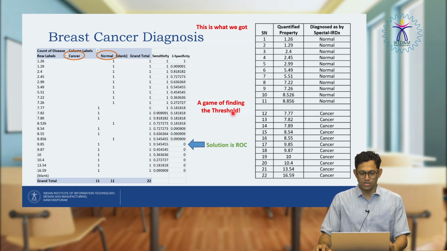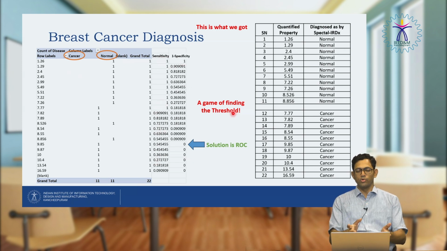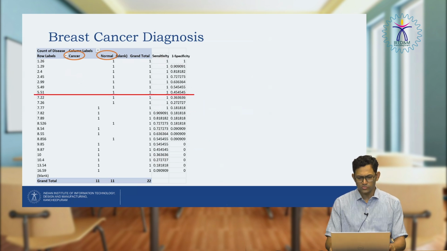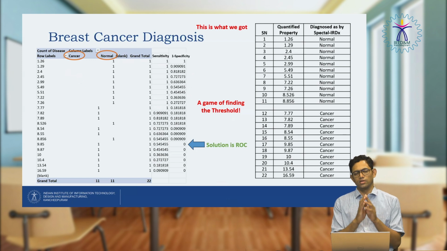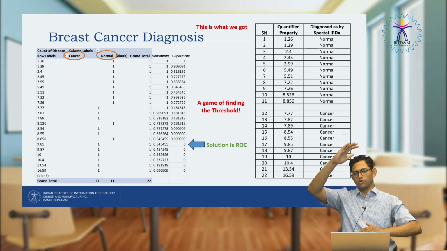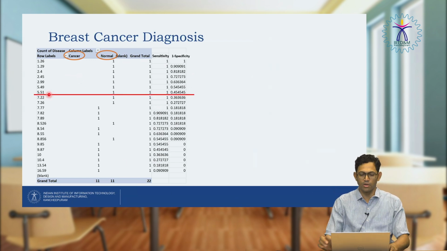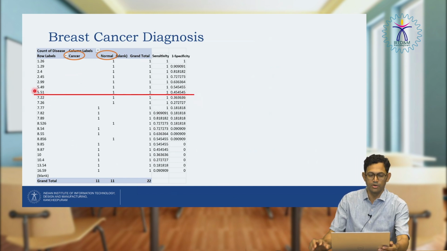Okay, so again, it's kind of a formula that you just put in, and then you get these values. Now once you are here, your objective is to find the threshold with which you can differentiate normal and cancer. For example, you put the threshold over here, something between 5.5 and 7.2, that is a threshold of 6.2.